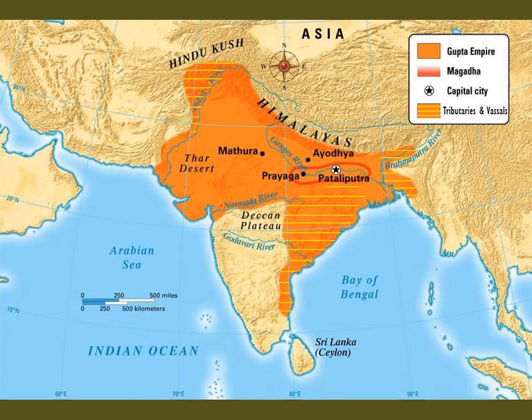We have Magadha, the capital city of Pataliputra, and then we have their tributaries and vassals. So focus in the northern central of India with vassal states, right? With tributaries on the west, on the east, and in the south. So this is the Gupta Empire representing the golden age of Hinduism.